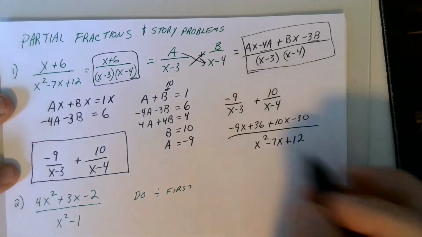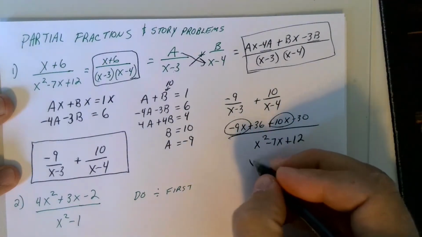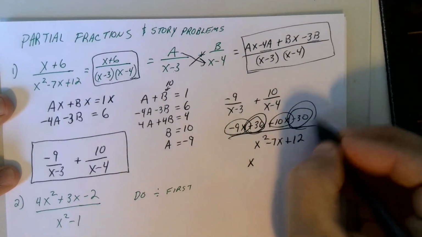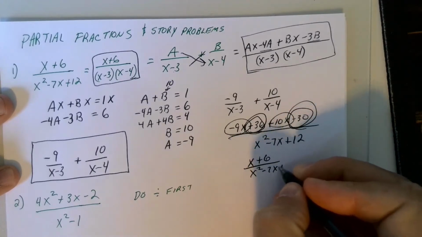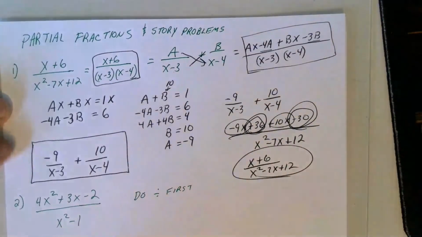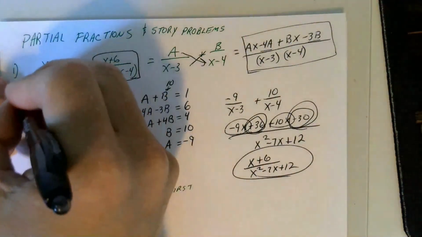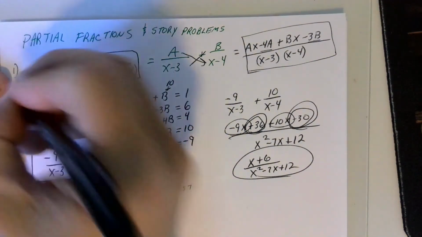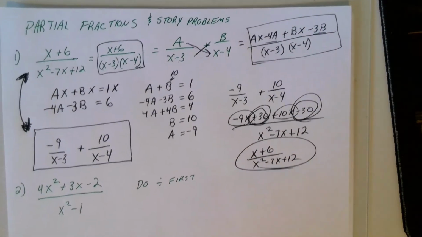plus 12. And I'm going to simplify that. So I got my linear terms here. So negative 9x and 10x is x, and 36 and negative 30 is 6. So x plus 6 over x squared minus 7x plus 12. And look at that. What we started with are the same things, which means we know that these two things are equivalent.